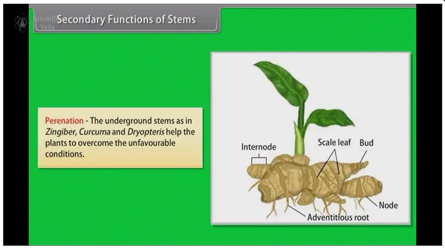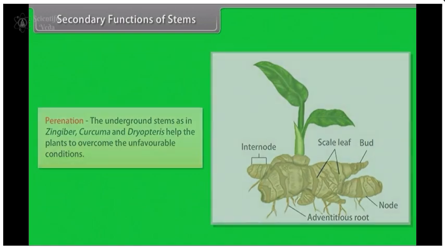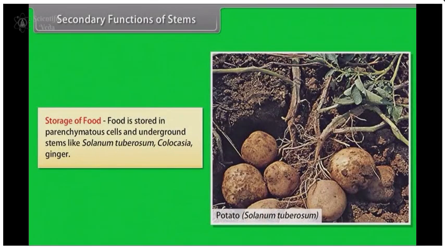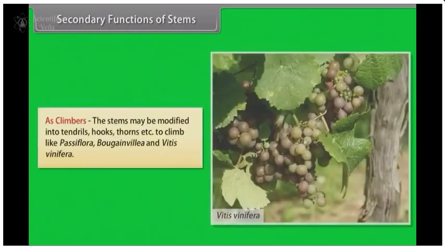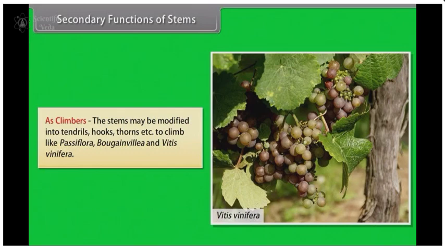Secondary functions of stems. Perenation. The underground stems, as in zingiber, curcuma, and Dryopteris, help the plants to overcome the unfavorable conditions. Storage of food. Food is stored in parenchymatous cells in underground stems like Solanum tuberosum, Colocasia, ginger. As climbers. The stems may be modified into tendrils, hooks, thorns, etc. to climb like Passiflora, Bougainvillea, and Vitis vinifera.